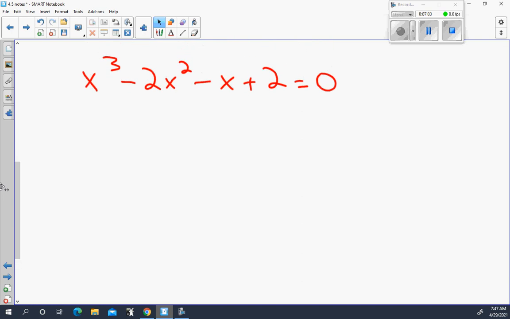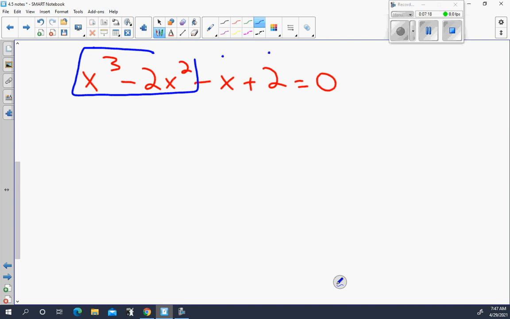Okay, let's try this one. What should we do? We have 1, 2, 3, 4 different terms. Whenever I see 4 different terms, I'm thinking, let's factor by grouping. Let's group those together. So, factor x cubed minus 2x squared. What can I take out? I can take out an x squared. What's left? An x minus 2.